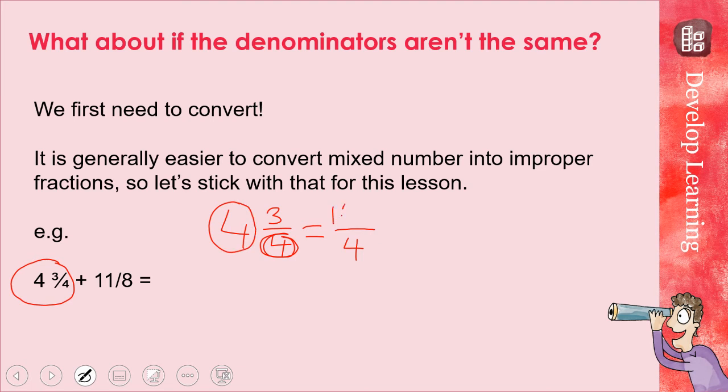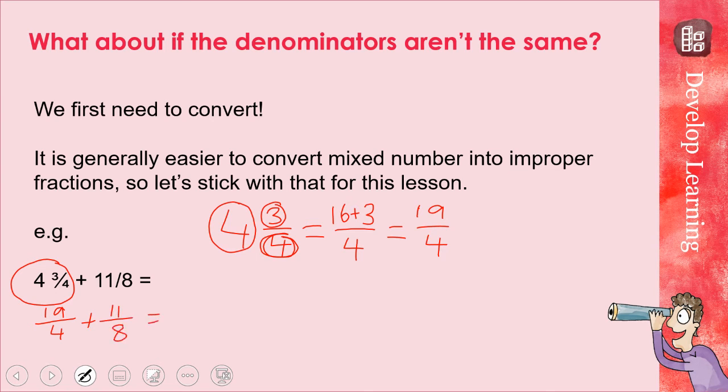4 multiplied by 4, 16. Then I add on what I originally had. 16/4 add 3/4 is equal to 19/4. Now, my question is asking me to do something add 11/8. So let's convert. So now what my question is asking me is, what is 19/4 add 11/8?